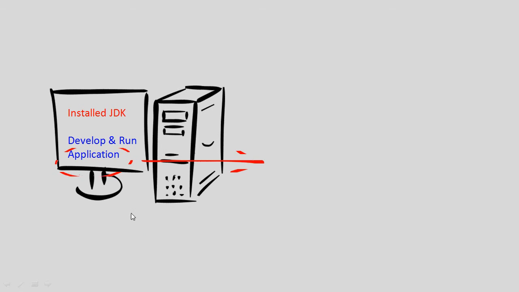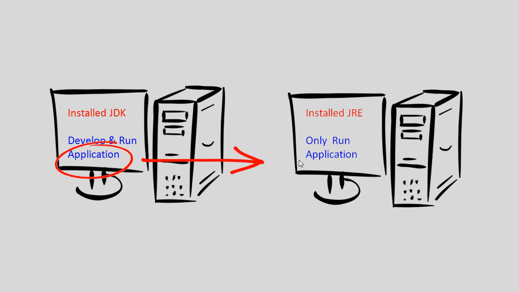And when I take this application to another machine, to another computer, if I want to run this application there, I need to install JRE. So when I install the JRE, I will be able to run it. Once I install the JRE, JVM will be there and the application will run. So to develop and run, I need to install JDK, and if I want to only run, I have to install JRE.